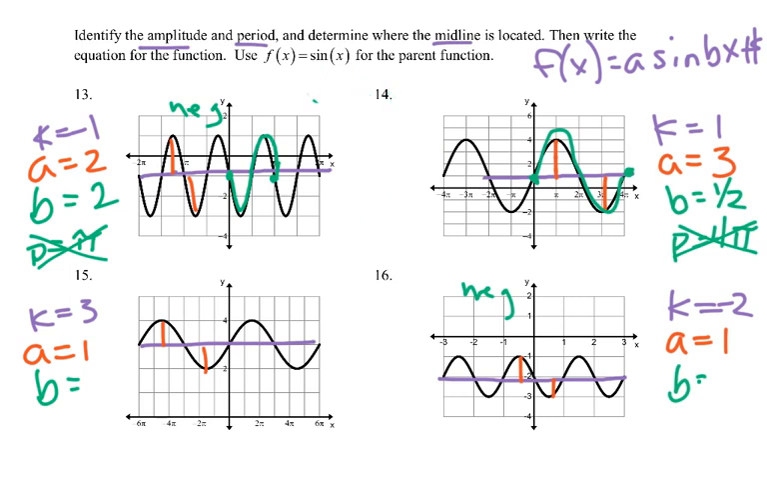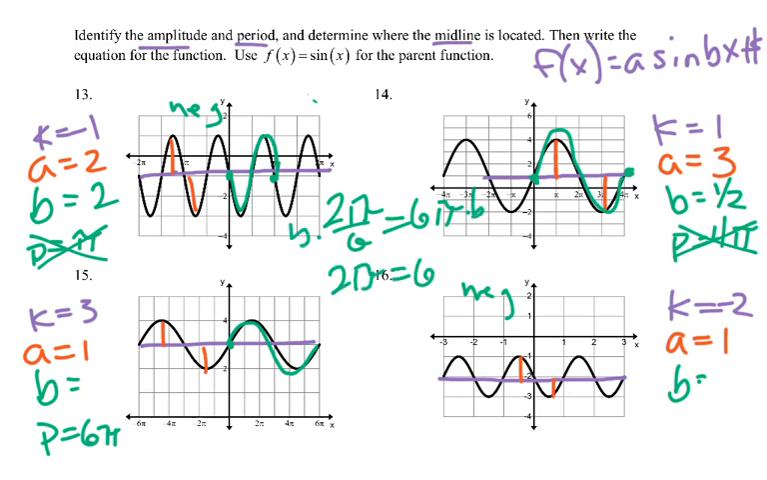From this one the period goes to 6 pi. So again, 2 pi over b equals 6 pi. You can see that same pattern, multiply by b. 2 pi equals 6 pi times b, divide by 6 pi. Get 2 over 6, which reduces to 1/3. So my b is 1/3.